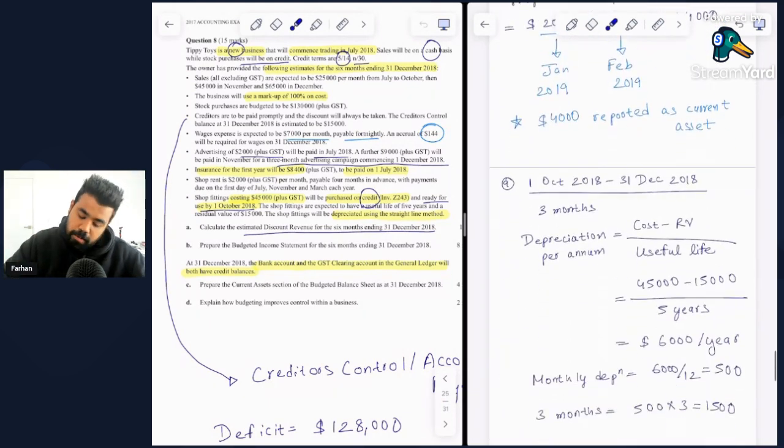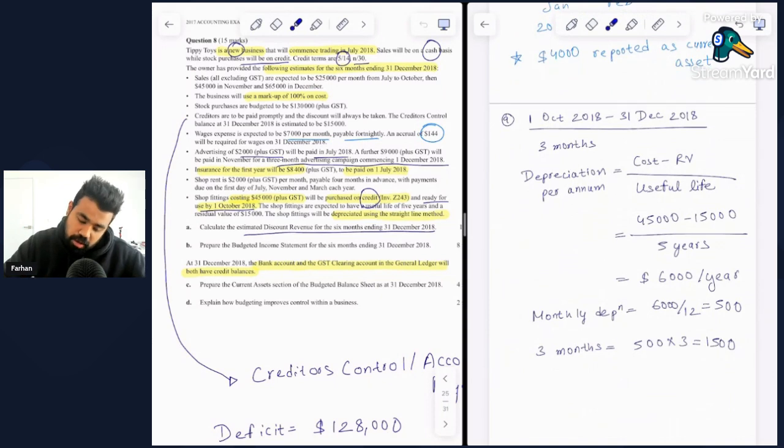So the last additional information. Shop fittings costing $45,000 plus GST will be purchased on credit, and you are given the source document, which is the invoice number, and ready for use by 1 October 2018. The shop fittings are expected to have a useful life of 5 years and a residual value of $15,000. The shop fittings will be depreciated using the straight line method.